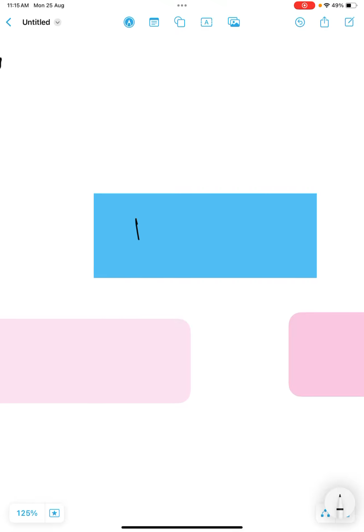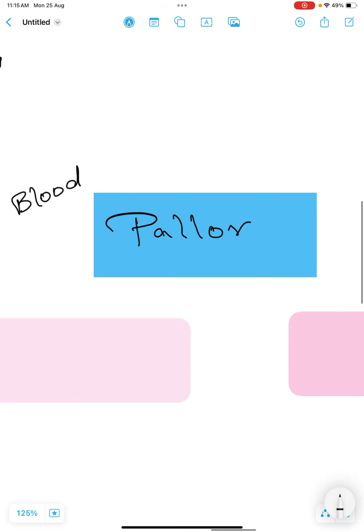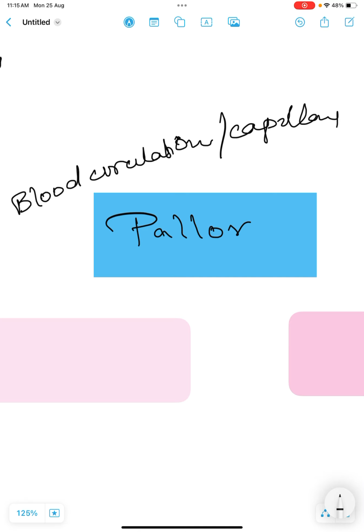Now coming to one important feature known as pallor. When we see the face, we can see there is pallor on the face. What is pallor? Pallor is a condition when the capillary circulation, the blood circulation, is diminished. So it can be of 2 types. It can be with anemia, it can be without anemia.